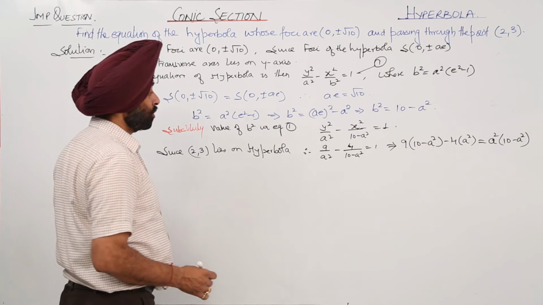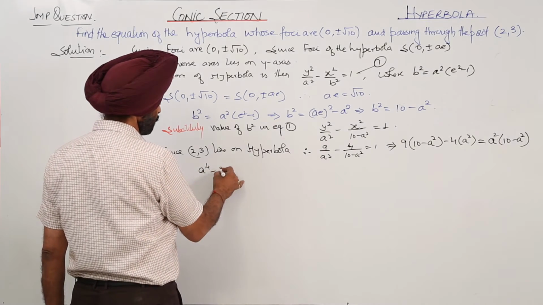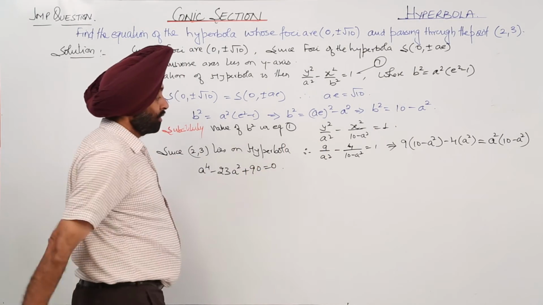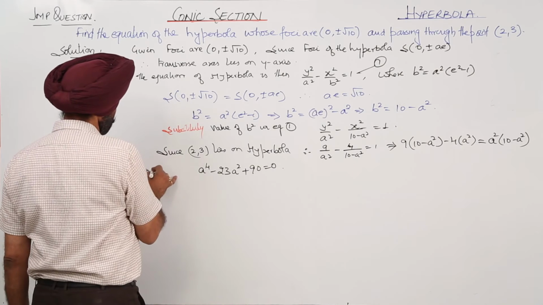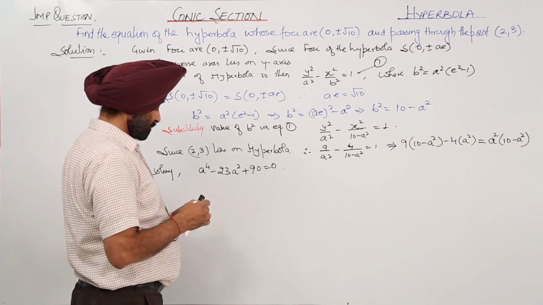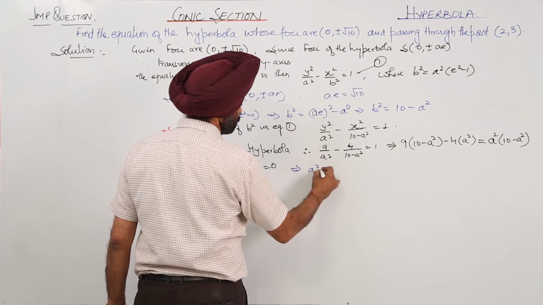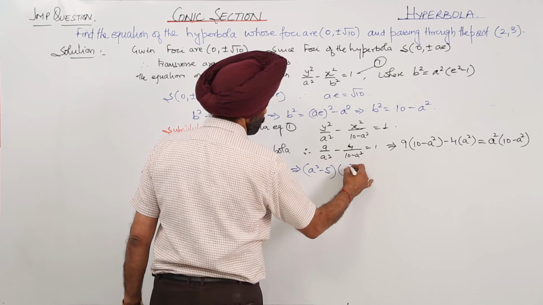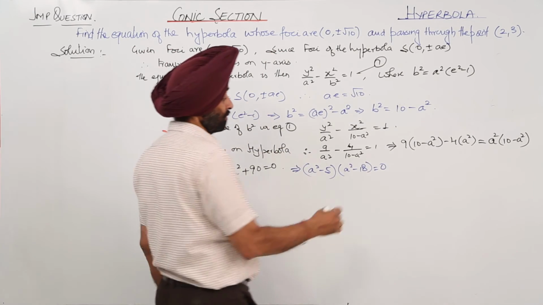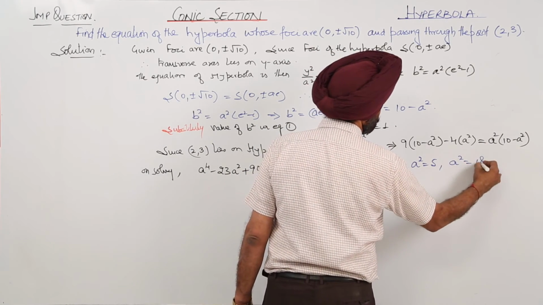Now on solving this whole part, what we are getting? a⁴ − 23a² + 90 = 0. On solving, okay, so now making factors. Now this becomes (a² − 5)(a² − 18) = 0, or a² is equal to 5 and a² is equal to 18.